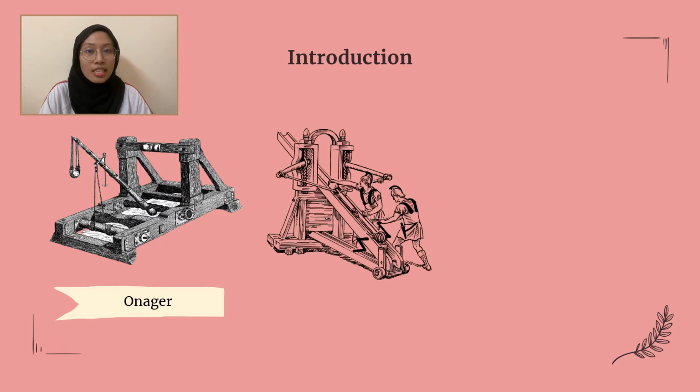The next one is the ballista. The ballista was an ancient missile weapon that launched either bolts or stones at a distant target. Ballistae were accurate but lacked firepower compared to the mangonel or trebuchet.